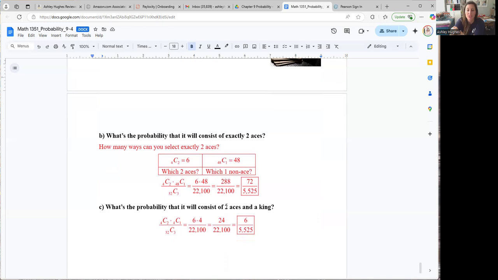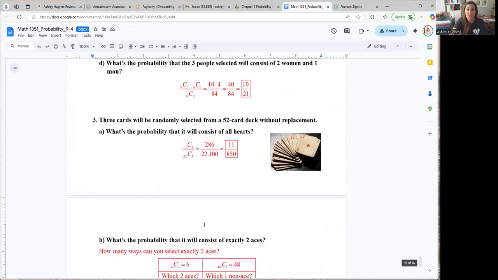What's the probability it would consist of 2 aces and a king? So 2 aces again, like here, and a king. Well, how many kings are there? 4. We're trying to figure out how many ways you can pick one of those 4 kings. There's 4 ways. So when you're doing these probability problems where you're picking multiple things, you have to consider each part over the whole. And so hopefully that's helpful.